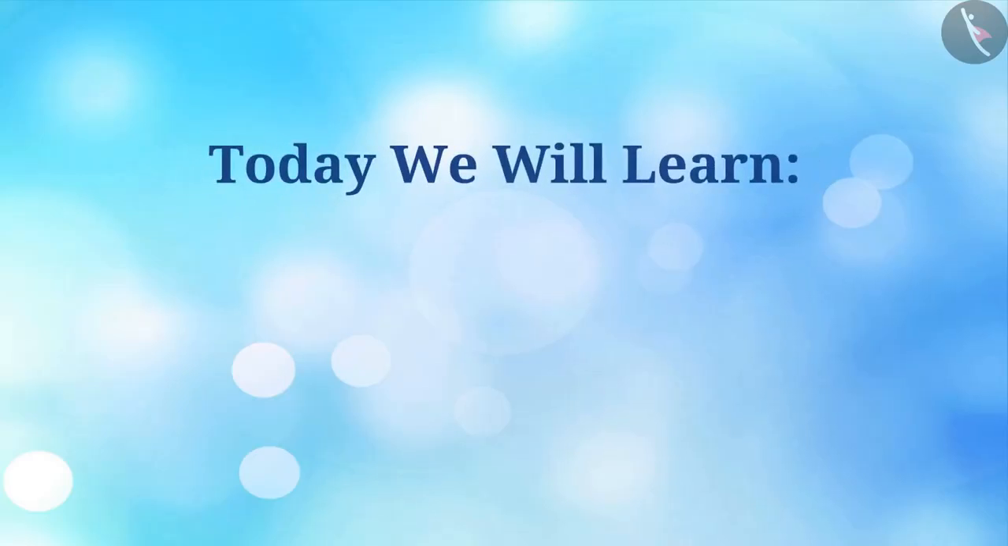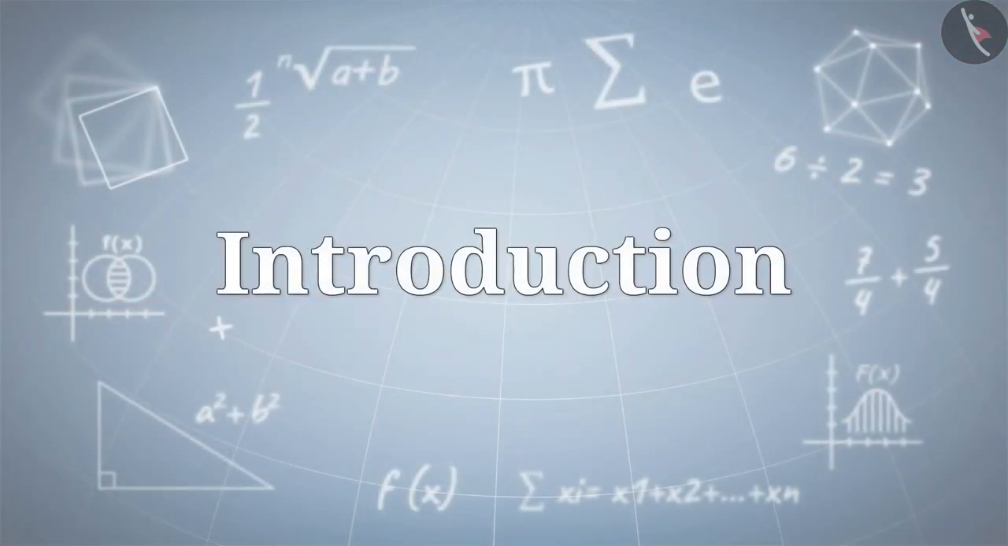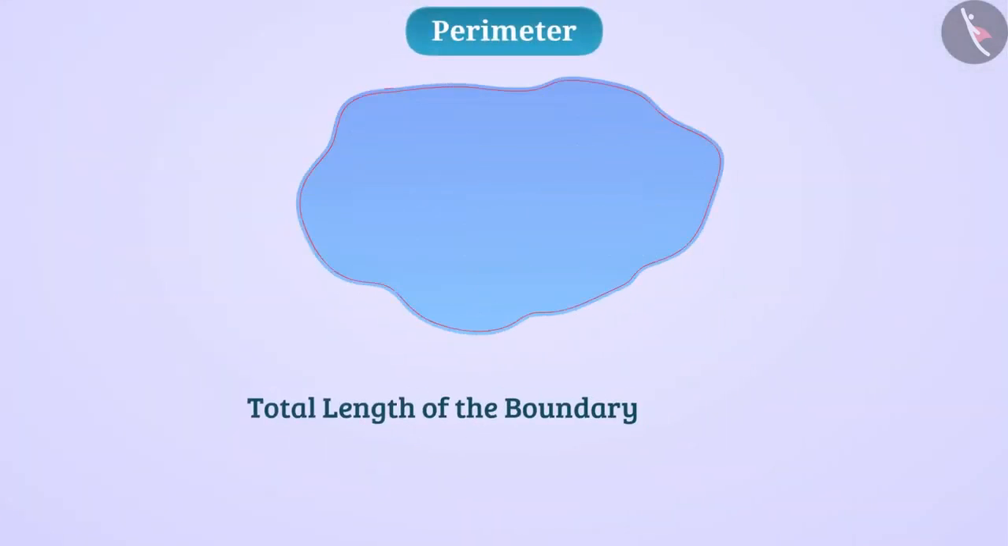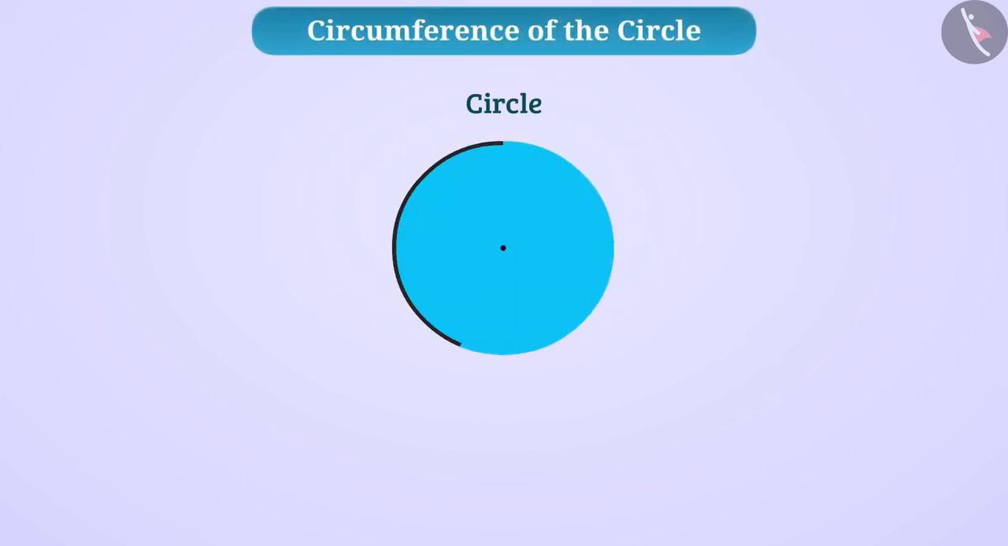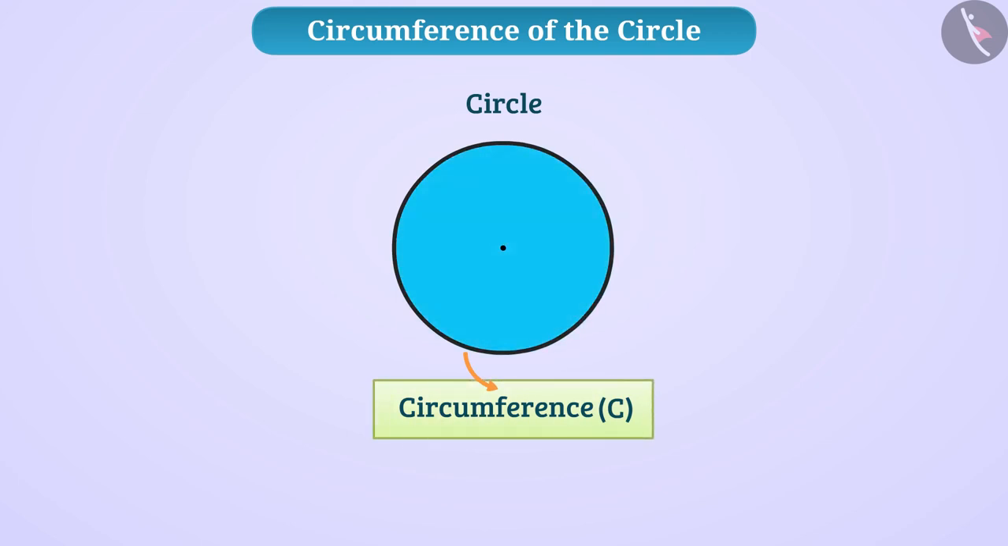Today we will learn about circumference and area of the circle and semicircle. We know that the total length of the boundary of a closed figure is called its perimeter. In the context of a circle, we call it a circumference. That is, the length of the boundary of a circle is called its circumference. We denote it as C. Let us perform an interesting activity to know how to find the circumference of a circle.